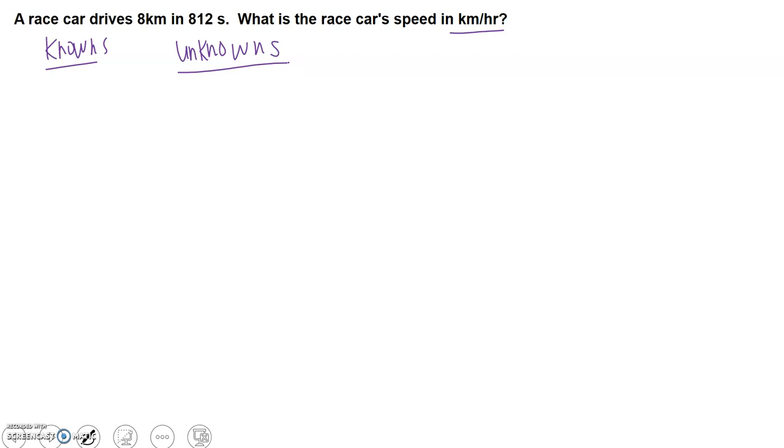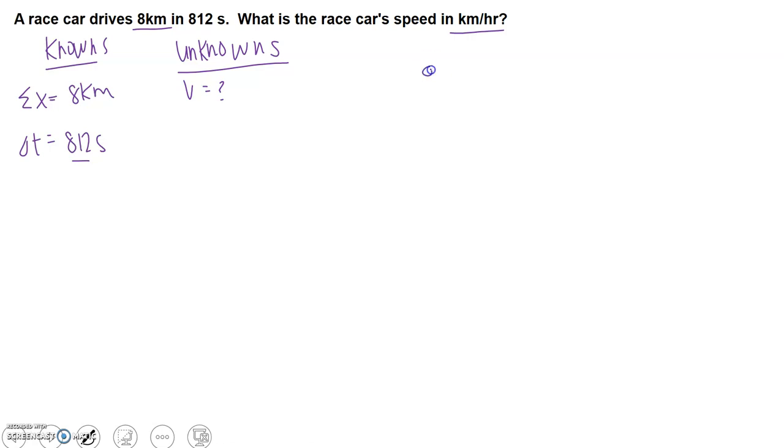Okay, a race car drives 8 kilometers. So this 8, right, is the distance traveled. And 812 seconds, that's the time interval. And our unknown is the car's speed. Notice how the question asks for kilometers per hour, and our time is given in seconds. So eventually we are going to have to make that conversion.